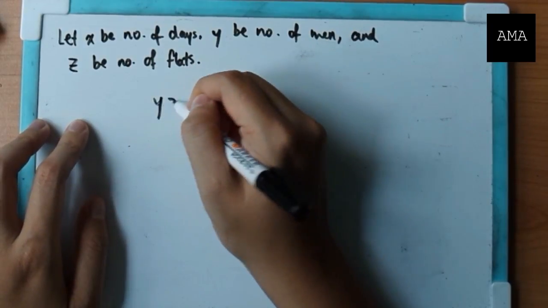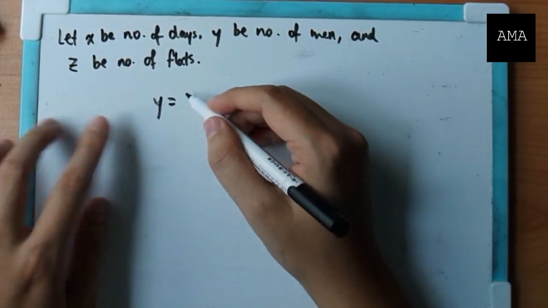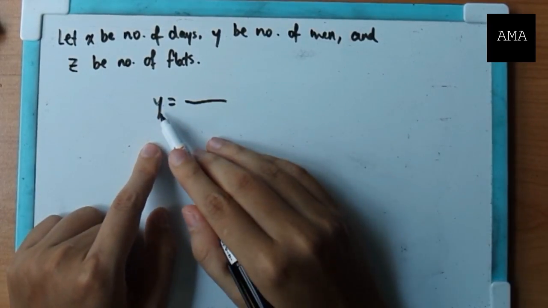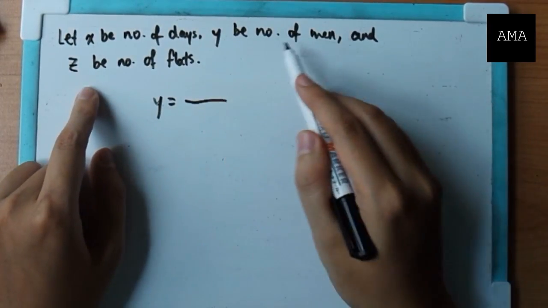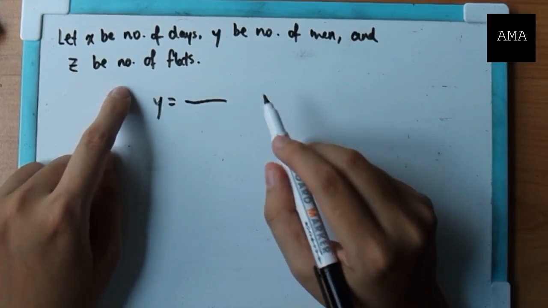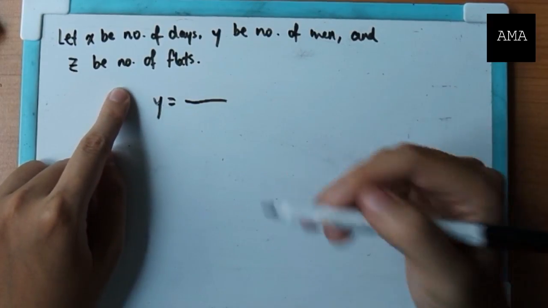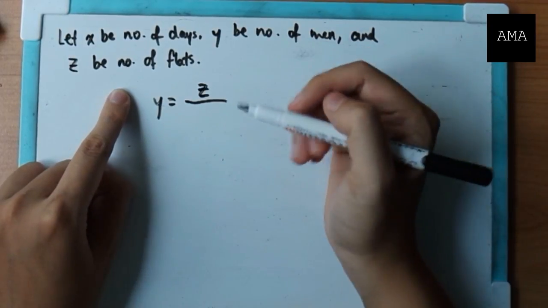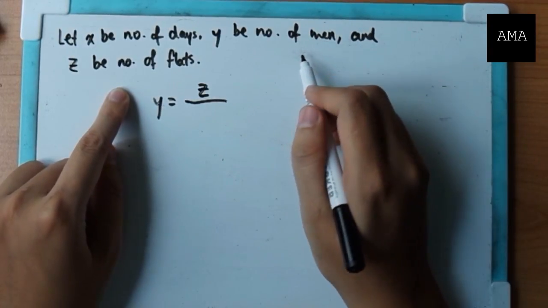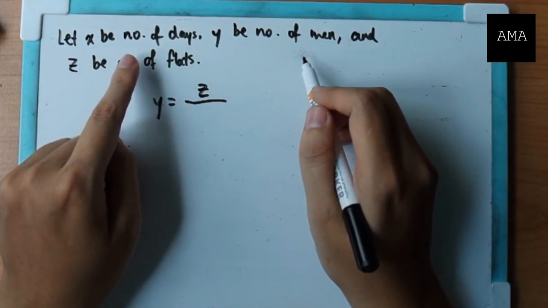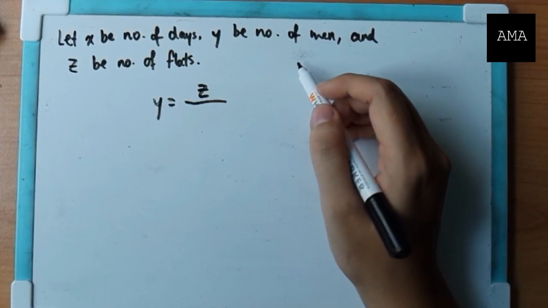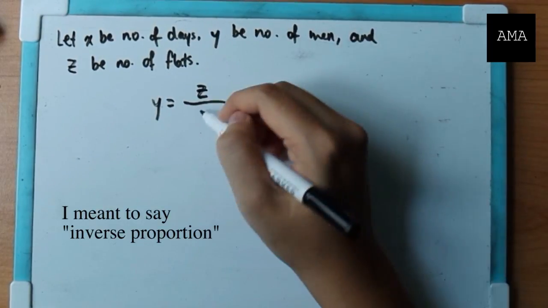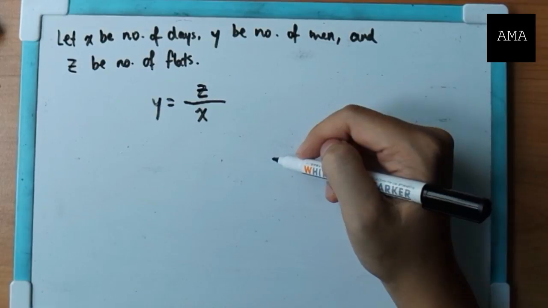If you can get this right, you can pretty much do the whole question. So first thing, of course, I will make y my subject, and I draw a fraction line. So compare y and z. If you have more men, will you have more flats? This is pretty obvious, right? Of course, more men means more flats. If you have more men, will you take a longer time or a shorter time? Right, so this is actually indirect proportion. So x has to go down.